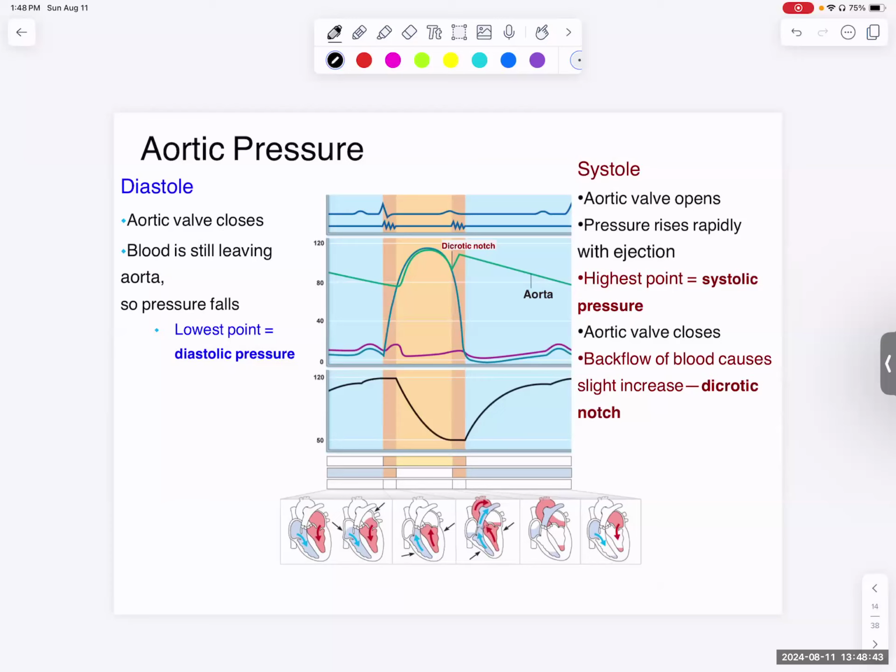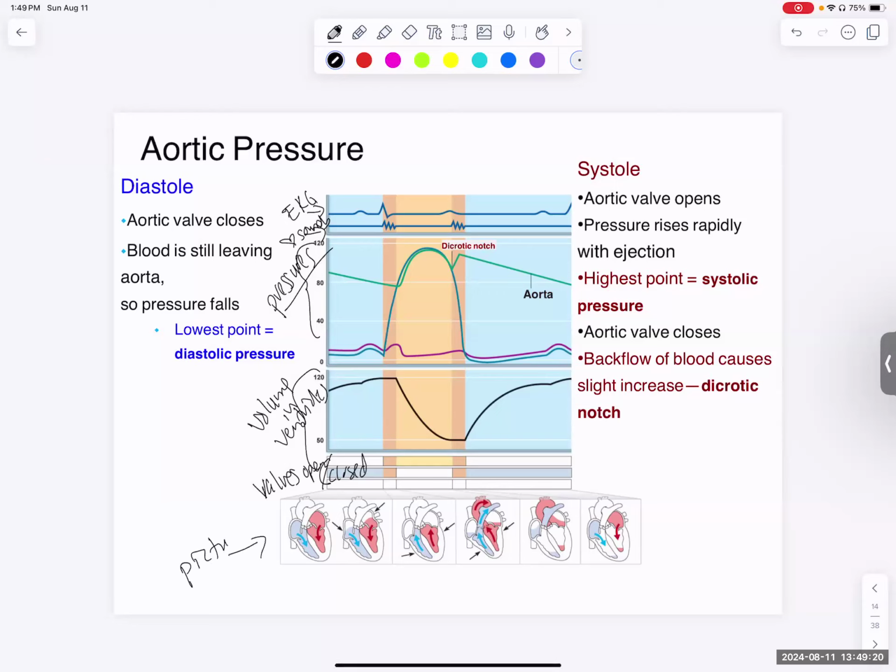So this was the graph I started with. This is from another book. I personally like seeing the EKG up top, and then you have the heart sounds. Here you have, it's the same numbers. This is pressures. This right here is volume in ventricles. And then here it's just valves open or closed. So what's going on with the valves? Then you have a picture of what's going on in the heart. Same thing, just rearranged a little differently.